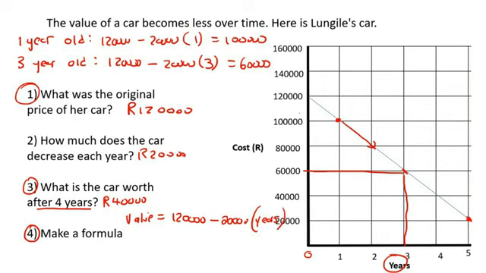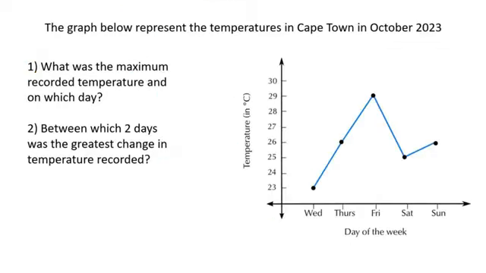Okay. Last question. Well done if you've made it this far. This one will be pretty straightforward. It says the graph below shows the temperatures in Cape Town in October of 2023. First question says, what was the maximum temperature and on which day? Well, we can see the maximum temperature here is 29, and that was on a Friday. So 29 degrees on Friday.